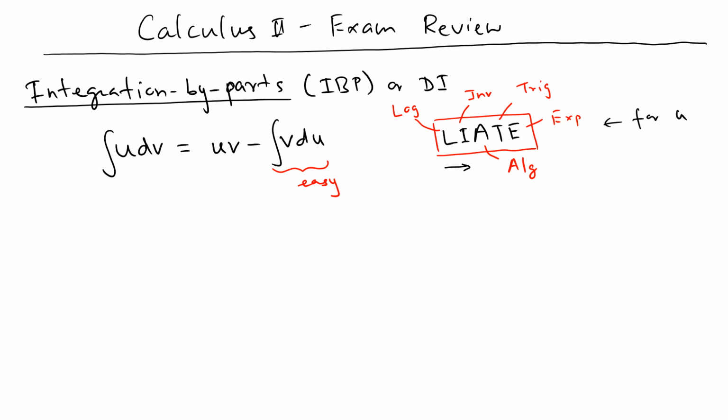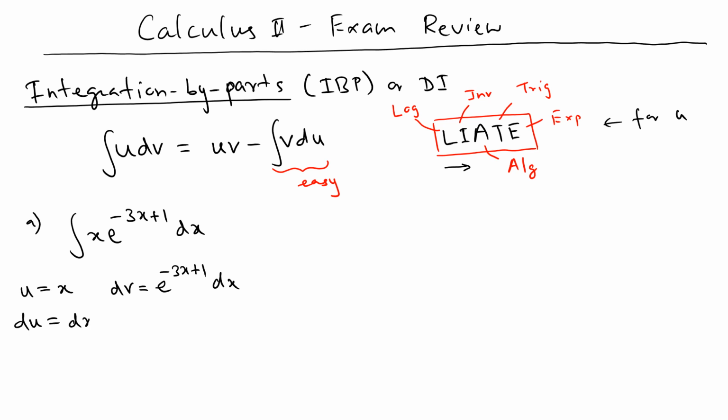Okay. Good. So let's look at some examples. So as a first example, let's start with the integral of x e to the negative 3x plus 1 dx. So it's clear that we have algebraic functions and exponential functions. So that means you have to pick the algebraic function as u. So u equals x. The rest we're going to put for dv, so dv is e to the negative 3x plus 1 dx. We take the derivative of the first one, so du, the derivative is 1, so it's going to be dx.